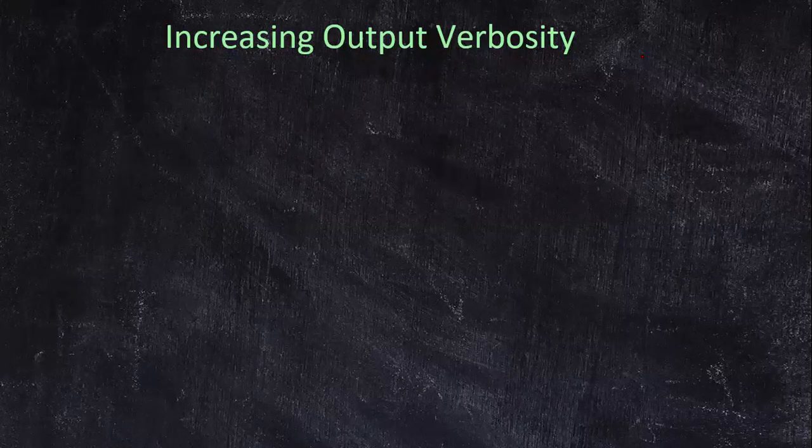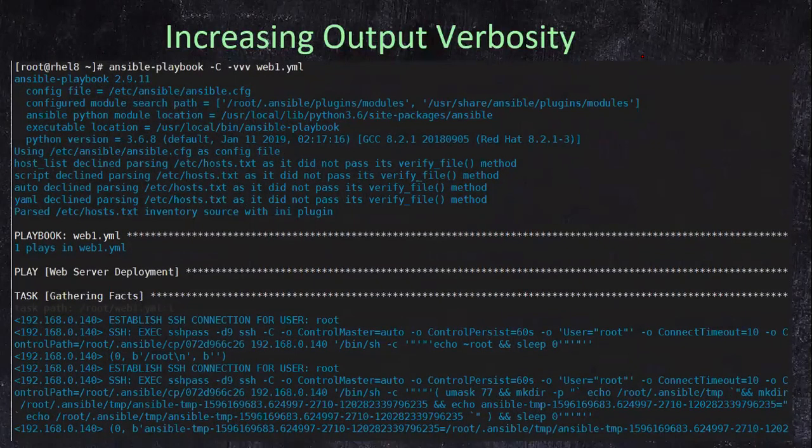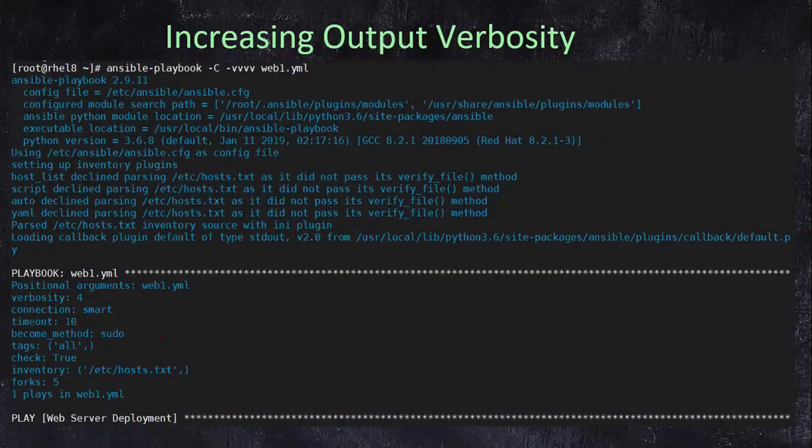So let's see, if we have 3 v's in our output, if we use 3 v's with the command, then it would also show me the output with respect to the connection establishment, the SSH connection which is being established from your control node towards the managed node. And if you use 4 v's, then you would get additional outputs with respect to the plugins as well.